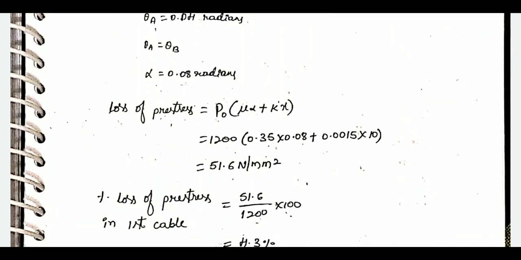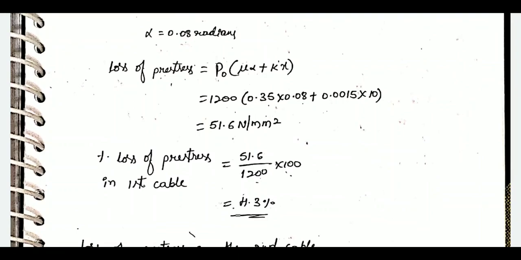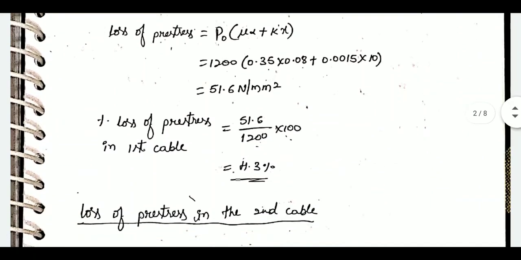So loss of pre-stress, substitute the values. Mu is given, P naught is the initial pre-stress, alpha you have calculated, K is given, and X. So one end is fixed and from another end you are pulling the cable, which means the loss will be throughout the span of the beam. So at the other end, the fixed end, we need to find the loss. So X will be 10. So this is the loss of pre-stress, 51.6 Newton per mm square. For that you need to calculate the percentage of loss. This loss you have calculated is only for cable 1.